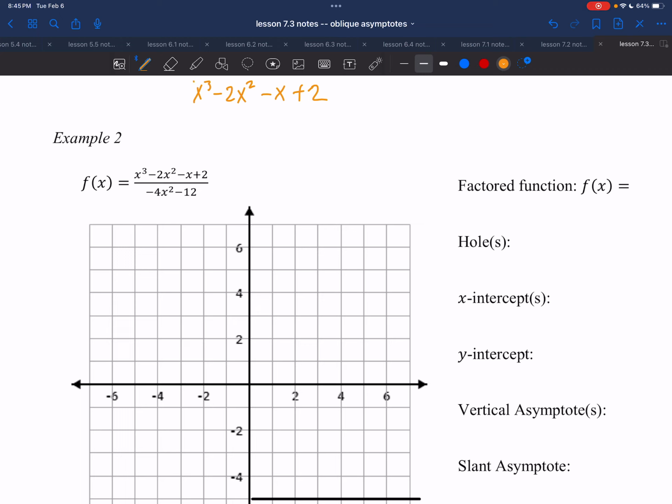So let's do grouping. I'm going to group these two, and I'm going to group these two plus -x plus 2. And I take out GCF, x squared, x minus 2. And I'll take out a -1 here. That way the leading coefficient is positive, and these two match. And by grouping, I'll find that I get x squared minus 1 times x minus 2. But hey, x squared minus 1 is the difference of squares, so it's x plus 1, x minus 1, x minus 2.